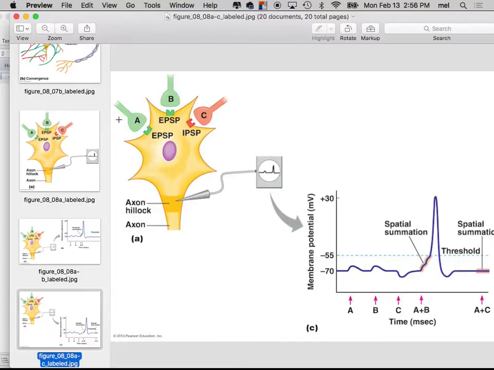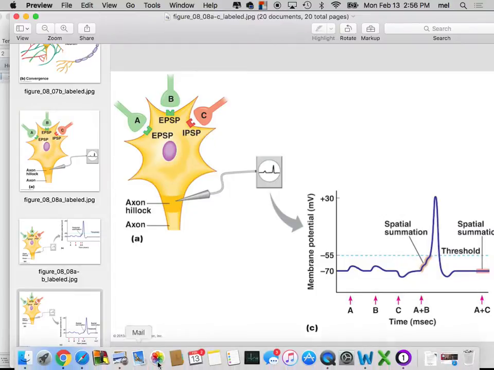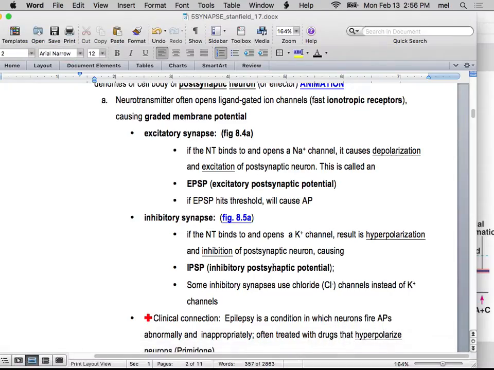And this synapse right here would be described as an excitatory synapse. And what happened on the postsynaptic cell would be described as an EPSP, an excitatory postsynaptic potential. Good? Okay, so if the EPSP hits threshold at the axon hillock, then you'll get an action potential. But it doesn't always. You can have depolarizing graded potentials that don't hit threshold.